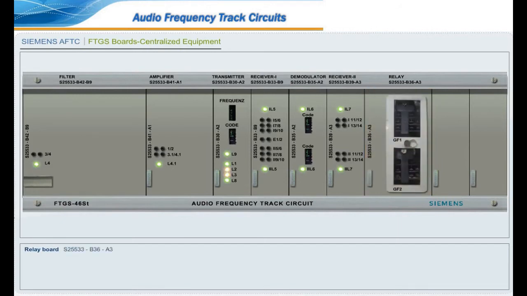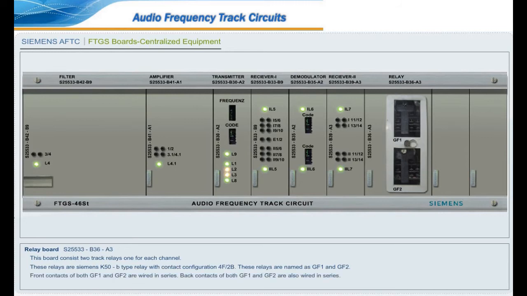Relay board S25533 B36A3. This board consists of 2 track relays, one for each channel. These relays are Siemens K50B type relays with contact configuration 4F/2B. These relays are named GF1 and GF2.